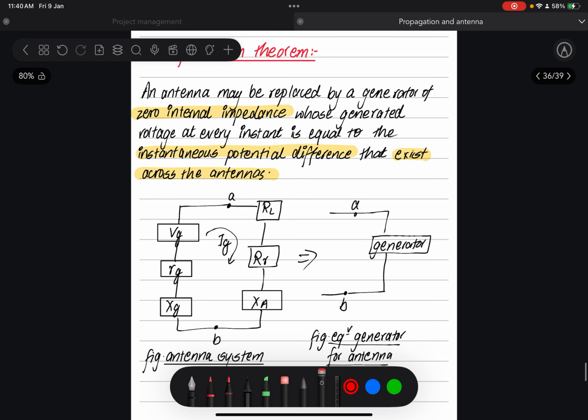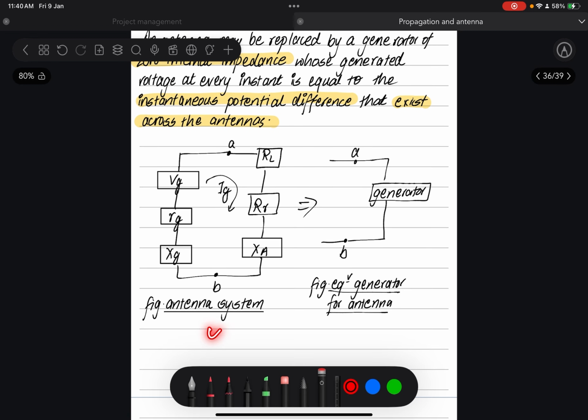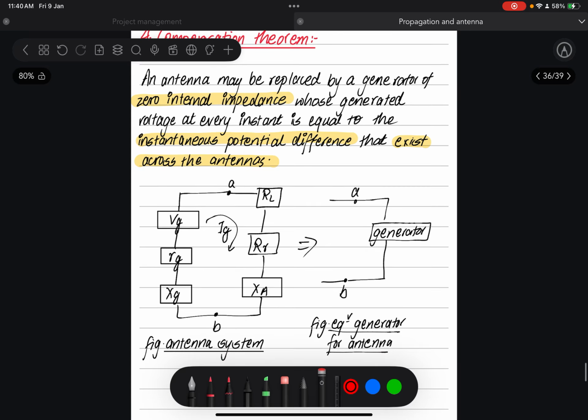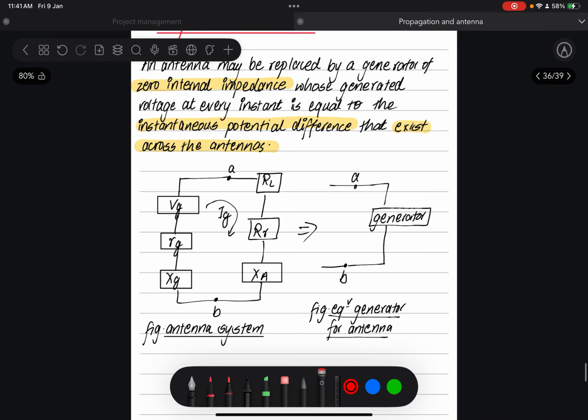The compensation theorem says we can represent this Thevenin equivalent circuit as an equivalent generator for the antenna, like so. But there are conditions on this generator: it must have zero internal impedance, and it must provide the instantaneous potential difference that exists across the antenna. At every instant it has to be equal. So let's talk about it and explain it further.